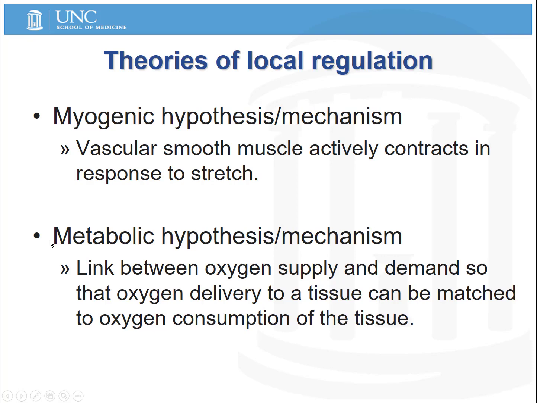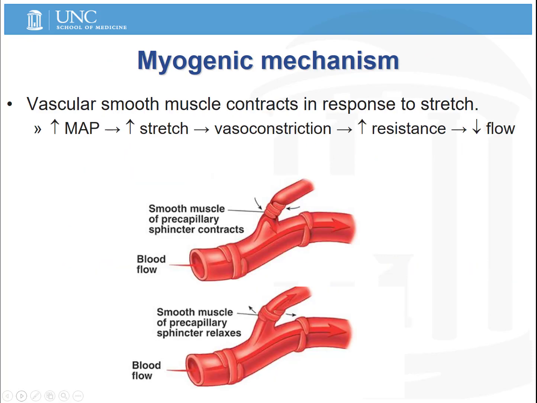So the myogenic mechanism is the one that involves the vascular smooth muscle cells in some tissues, and that vascular smooth muscle contracts in response to the stretch. So here in this top image, blood vessels that are exposed to an increased intravascular pressure are stretched, and the vascular smooth muscle responds by actively contracting and decreasing the radius of the vessel. That contraction of the vascular smooth muscle increases the resistance to bring the blood flow back down to a constant rate, even in the face of that increased pressure.